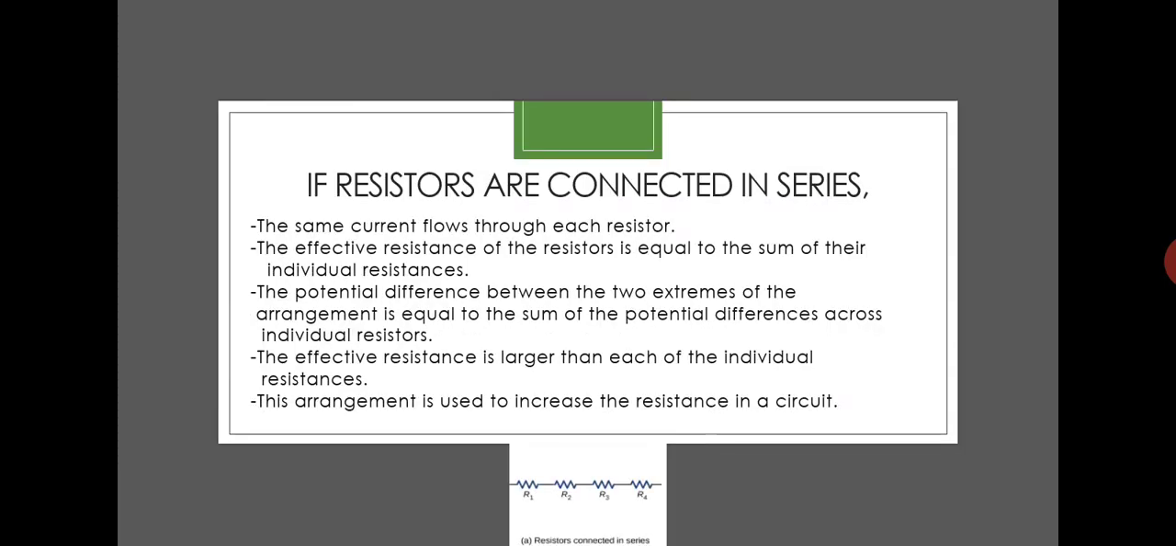If resistors are connected in series, then the same current flows through each resistor. Next, the effective resistance of the resistors is equal to the sum of their individual resistances. Third, the potential difference between the two extremes of the arrangement is equal to the sum of the potential differences across individual resistors. Fourth, the effective resistance is larger than each of the individual resistances, and this arrangement is used to increase the resistance in a circuit.